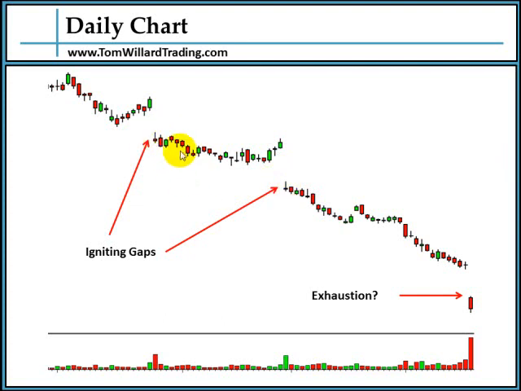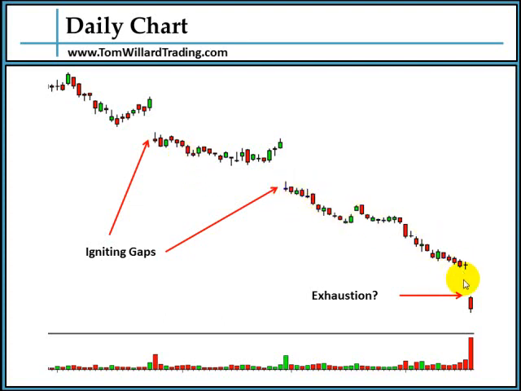So these igniting gaps are huge, and they show. And there's a number of entries in here where you could have gotten in this thing to ride this down. Even the most simplistic would be to take the gap and just put the stop above where the gap resistance is, and you can see there's a resistance point here. But you'll see this thing move down. There's tons of entries in here, and then another gap, if you miss this one, to take lower.